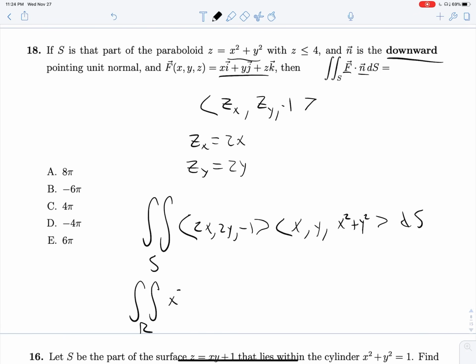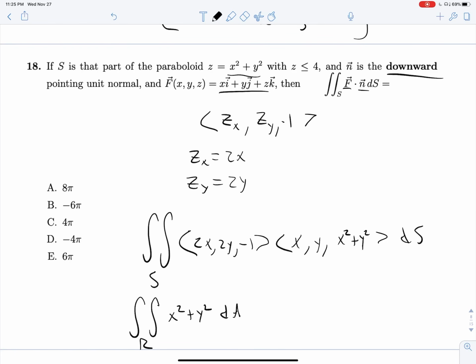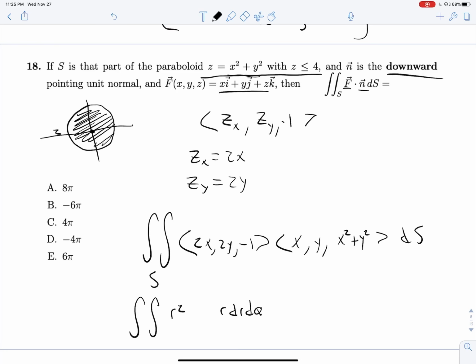So that's just x squared plus y squared dA. And since we are looking at the 2D shadow of this thing right here, when z is equal to 4, our shadow is going to be the circle of radius 2, and when z is equal to 0, we're looking at a point here. So overall, we're integrating over this region right here. So that's going to give us r squared r dr d theta, where r runs from 0 to 2, and theta runs from 0 to 2 pi.